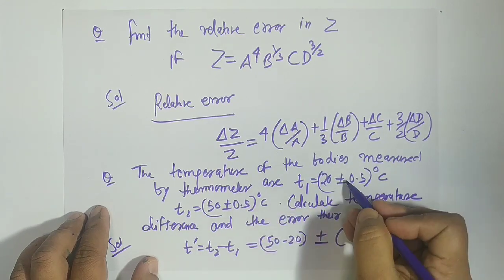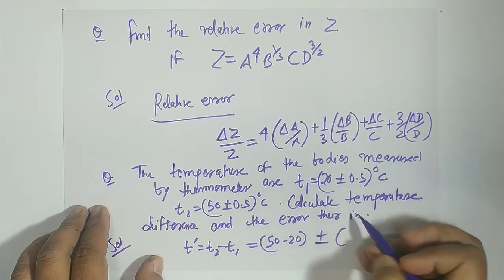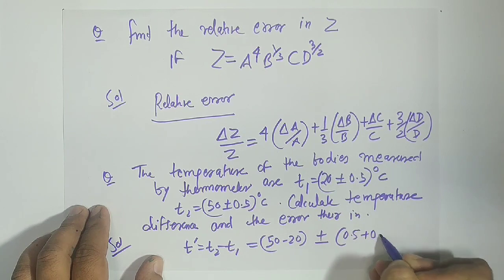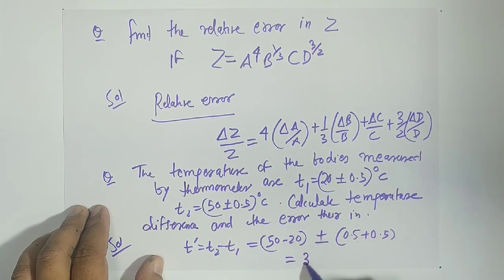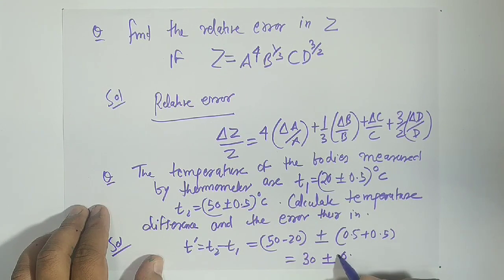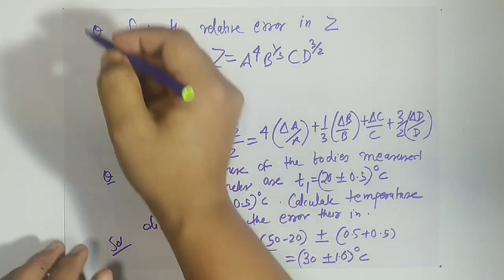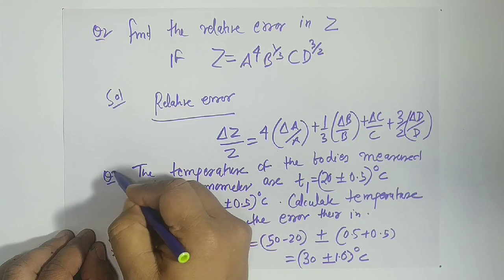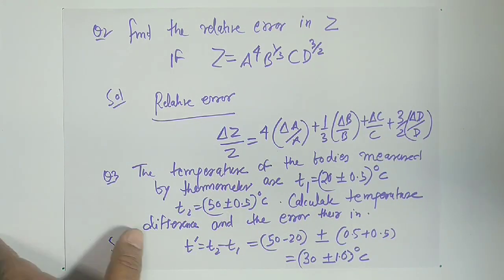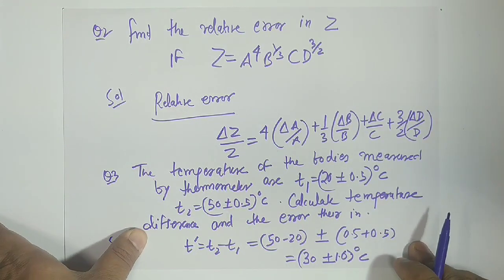What will happen to this? Can anyone tell me? You know that error adds. So 0.5 plus 0.5. So 30 plus minus what? 0.5 into 1 degree Celsius. So this is the answer in this question. So in this way we can see how to deal with these questions.